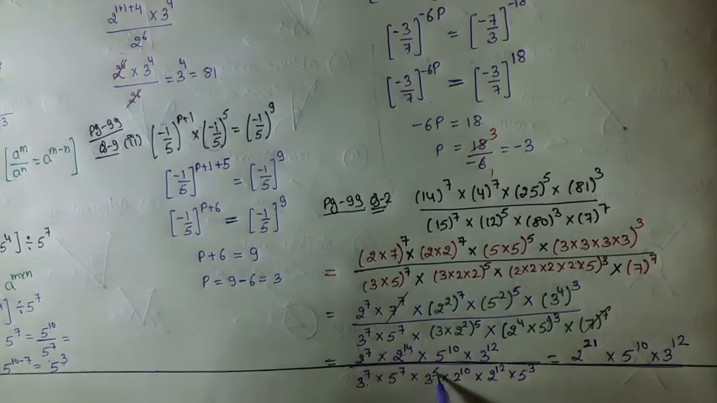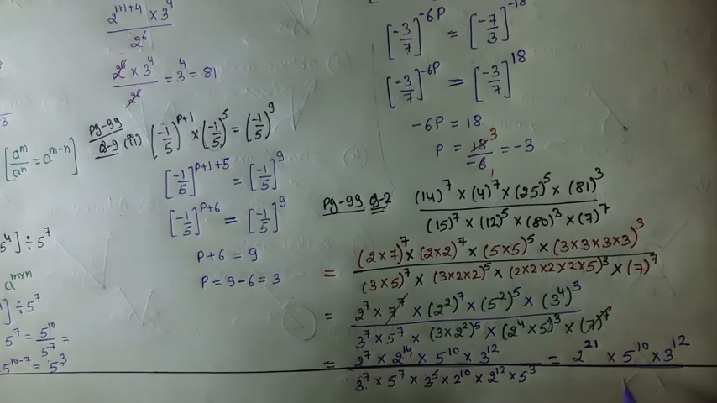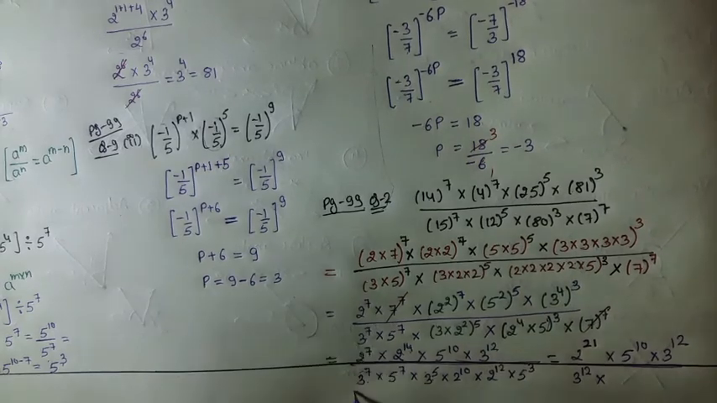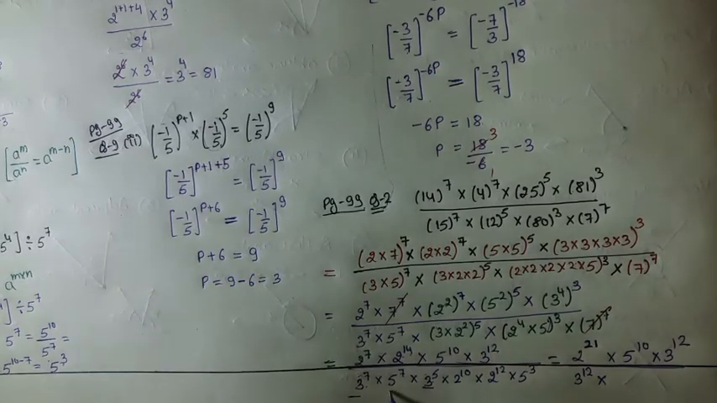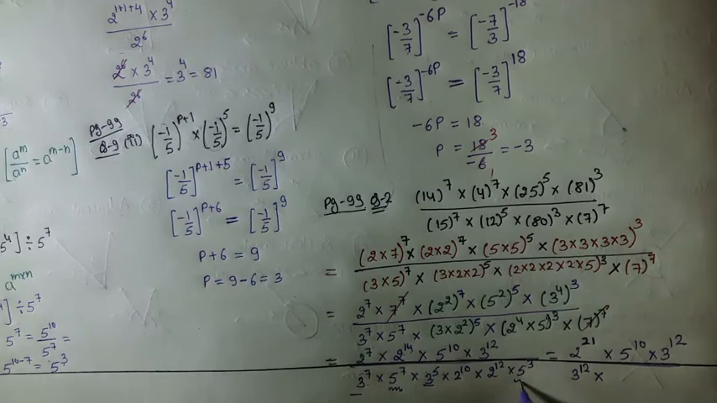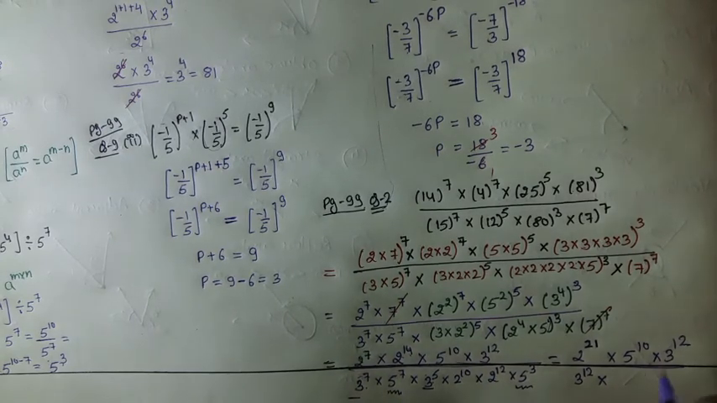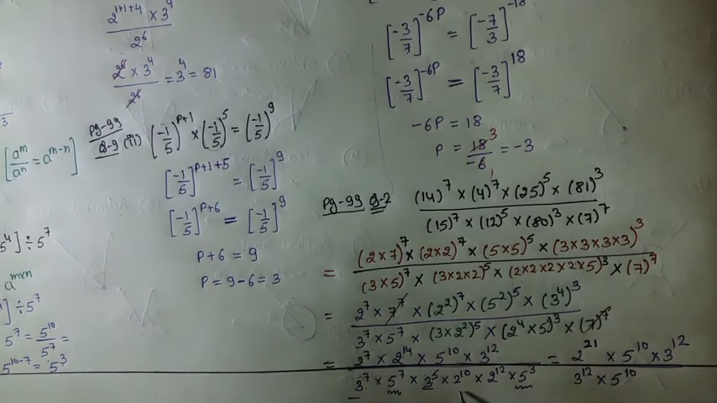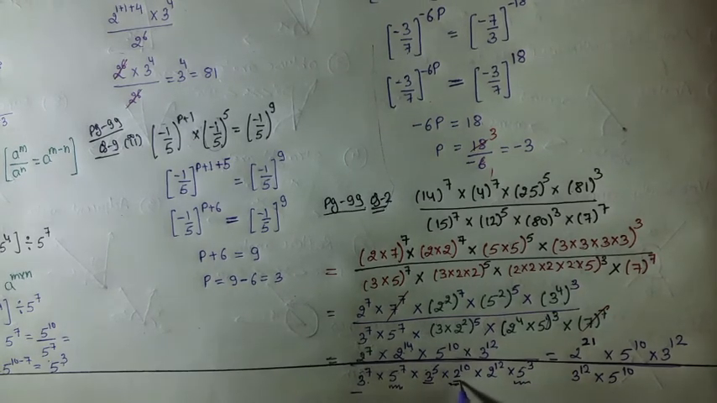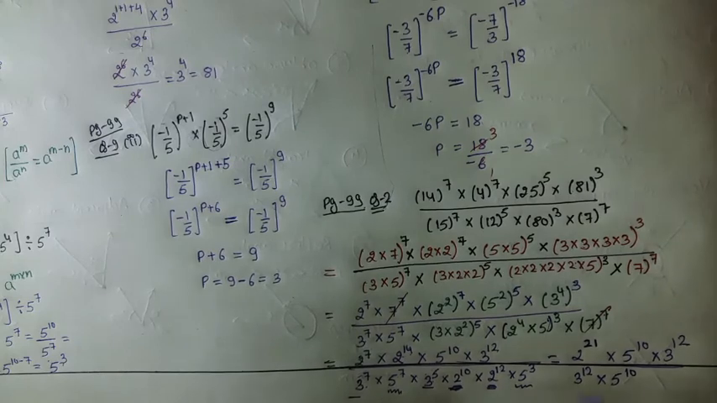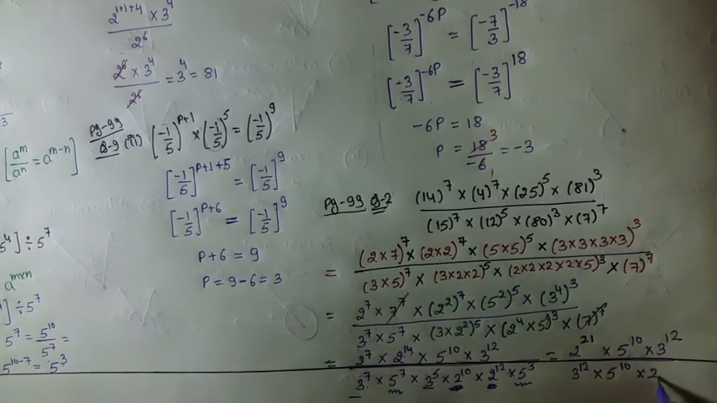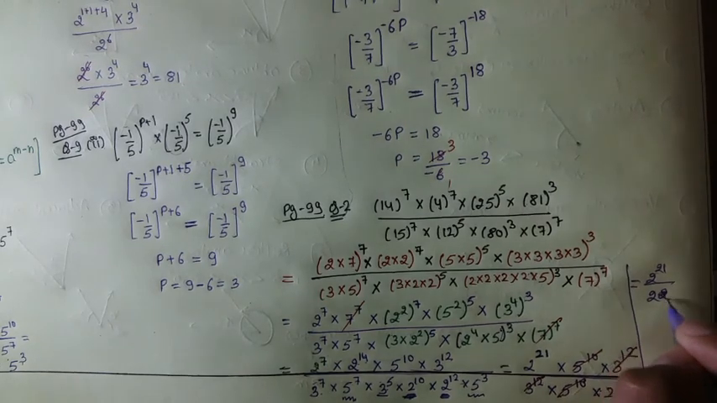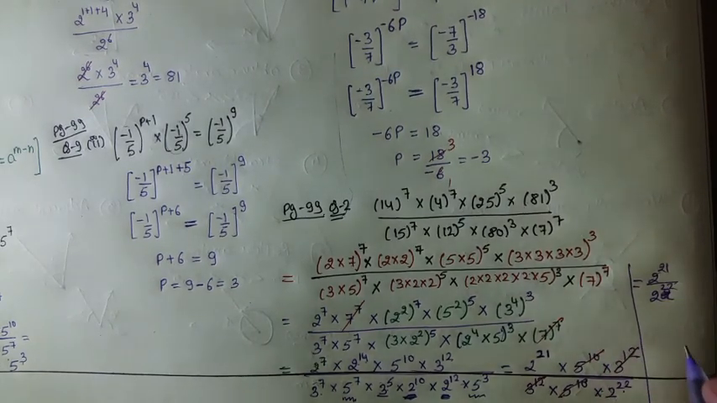और डिनोमिनेटर में देखते हैं 3 to the power, यहाँ पे 3 to the power 7 है, यहाँ पर 3 to the power 5 है. इन दोनों की पावर्स ऐड हो जाएंगी. विल गेट 3 to the power 12 इंटू, ये दोनों कर दिया हमने. ये 5 to the power 7 है, ये 5 to the power 3 है. इनकी पावर्स ऐड हो जाएंगी. 5 to the power 10 and this is 2 to the power 10, 2 to the power 12. Add these two, will get 2 to the power 22. Sorry, 2 to the power 22 in the denominator.